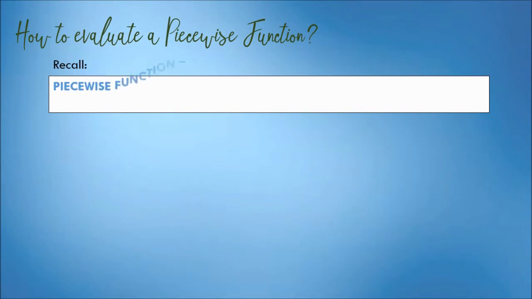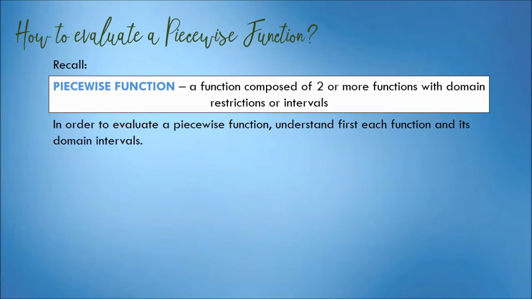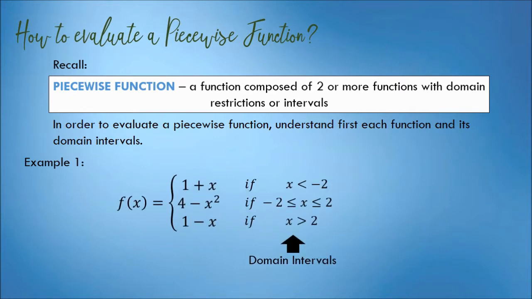A piecewise function is a function composed of two or more functions with domain restrictions or intervals. In other words, every function in the piecewise function has its domain interval. In order to evaluate a piecewise function, understand first each function and its domain intervals. For example, we have this piecewise function. Understand first the functions involved and the domain intervals.